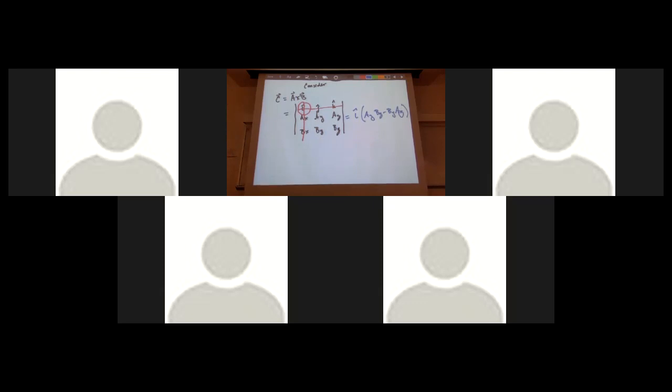Now I'm going to do the same thing. So let me use a different color. Let me use green. Now I'm going to cross off this column and this row and multiply everything by this guy.